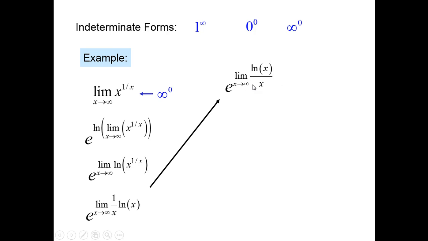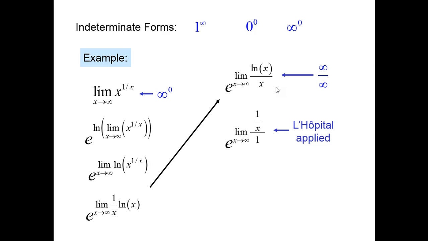If I take the limit of that, so I'm just ignoring the e for a second, if I take the limit of this expression as x goes to infinity, we have infinity over infinity. Think about the log function. As x goes to infinity, it just keeps growing. That's indeterminate, so we're going to apply L'Hopital's rule. Again, I'm ignoring the e. I'm only looking at this limit.